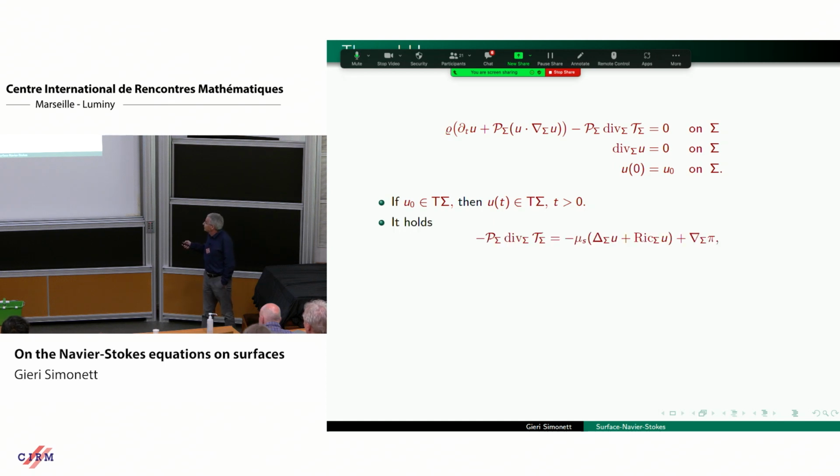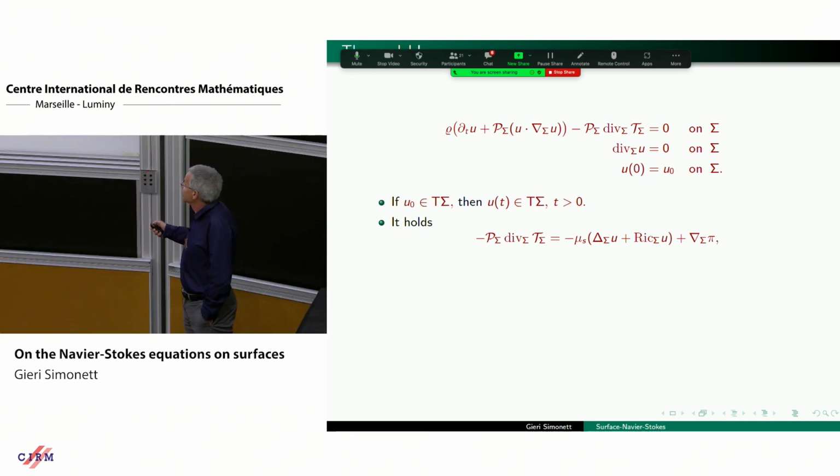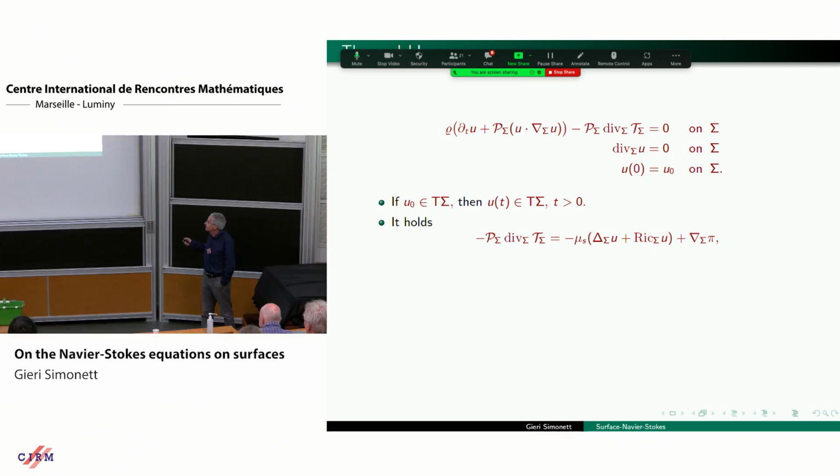So one can compute it, and if you go through the computations with the given assumptions, what comes out is something that is purely intrinsic. And it should be intrinsic, because at the end you only want to see the surface and not the ambient space. And it's intrinsic in a way that you can also formulate it for any Riemannian manifold.